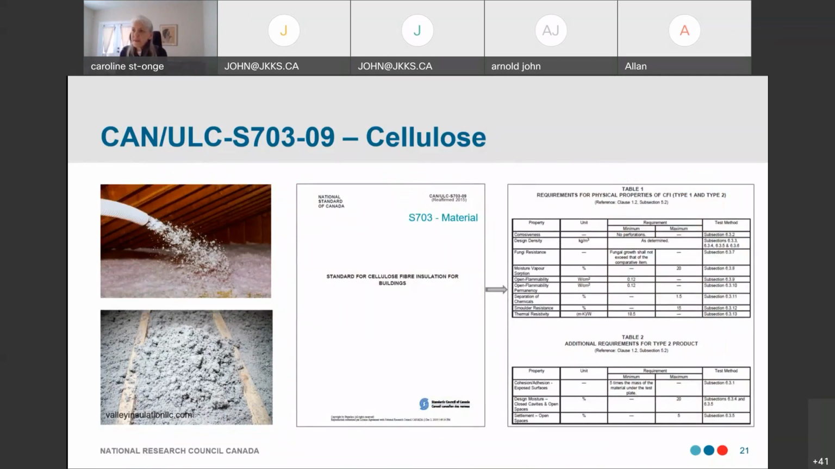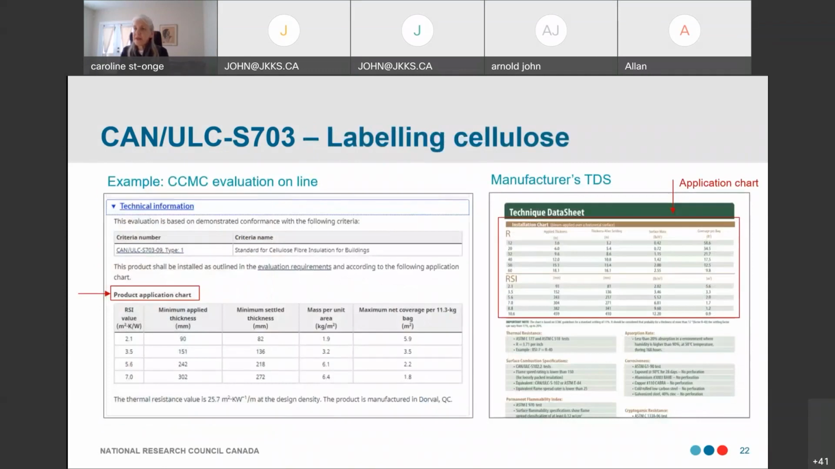The material standard for the cellulose requires, like all the others, a couple of properties to be tested, from density, corrosiveness, fungi resistance, moisture vapor absorption, and so on, and as well surface burning characteristics, and of course the thermal resistance. And with respect to labeling, I could not find a bag of cellulose, but I'm showing here on the right side a copy of a technical data sheet from a manufacturer, and on the left side is an excerpt from a CCMC evaluation of that product, actually.